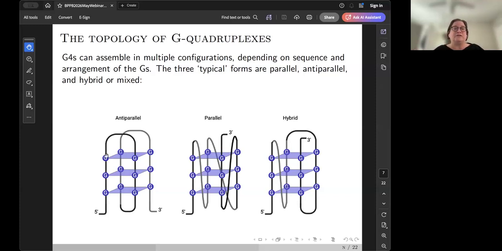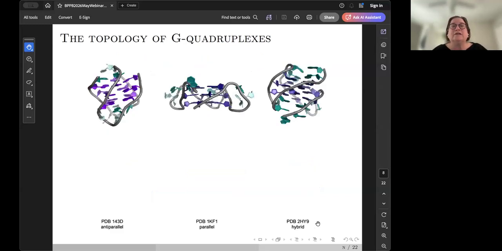The regions between these are the G tracks, and then I'll have loops that connect these Gs. But these are all guanines on the DNA strand that are coming together to form these very particular structures.